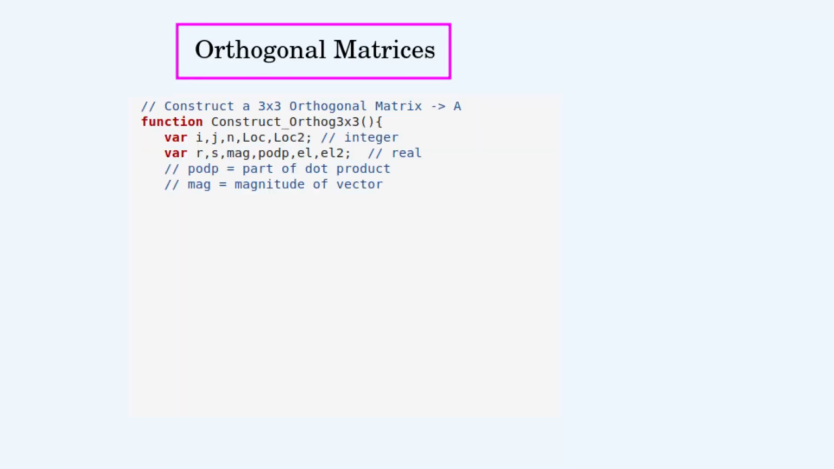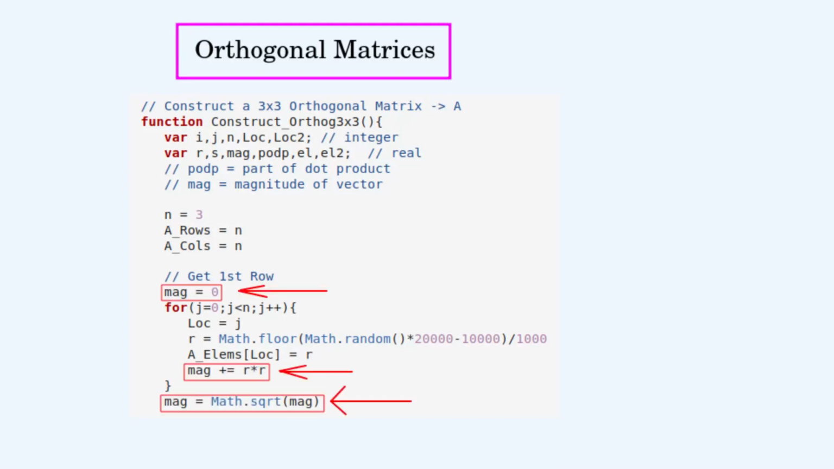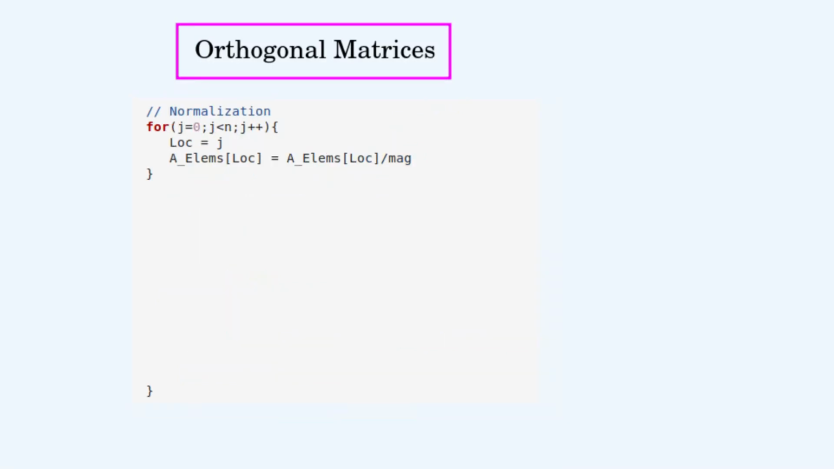Now to make the function to create a random 3x3 matrix. We'll set its size to be 3x3. The variable called PODP, which is short for part of the dot product, will contain a value that will be used to calculate the last element in the second row. We'll set the rows and columns of this matrix to be 3. So now we'll create the loop to put random numbers in each location of the first row. We'll also calculate the magnitude of this vector during this loop. Then we'll normalize this row vector here.